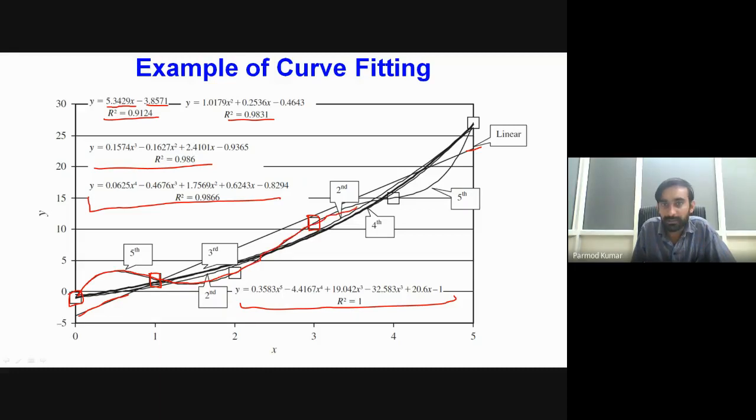Okay, so this curve I am highlighting over here is for the fifth order polynomial. In this curve you can observe one thing: the points from which this curve is obtained have a perfect match. Because of this, mathematically you get a value of r square as 1. However, if you see in between the two points, instead of having a smooth fit, you have oscillatory fluctuations in your curve fitting.